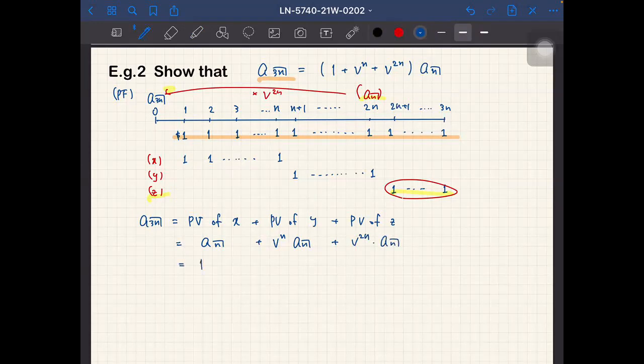So actually, it is (1 plus v to the nth power plus v to the 2nth power) times a angle n. So in this way, we can develop the formula for a angle 3n and a angle 4n, 5n, and so on.